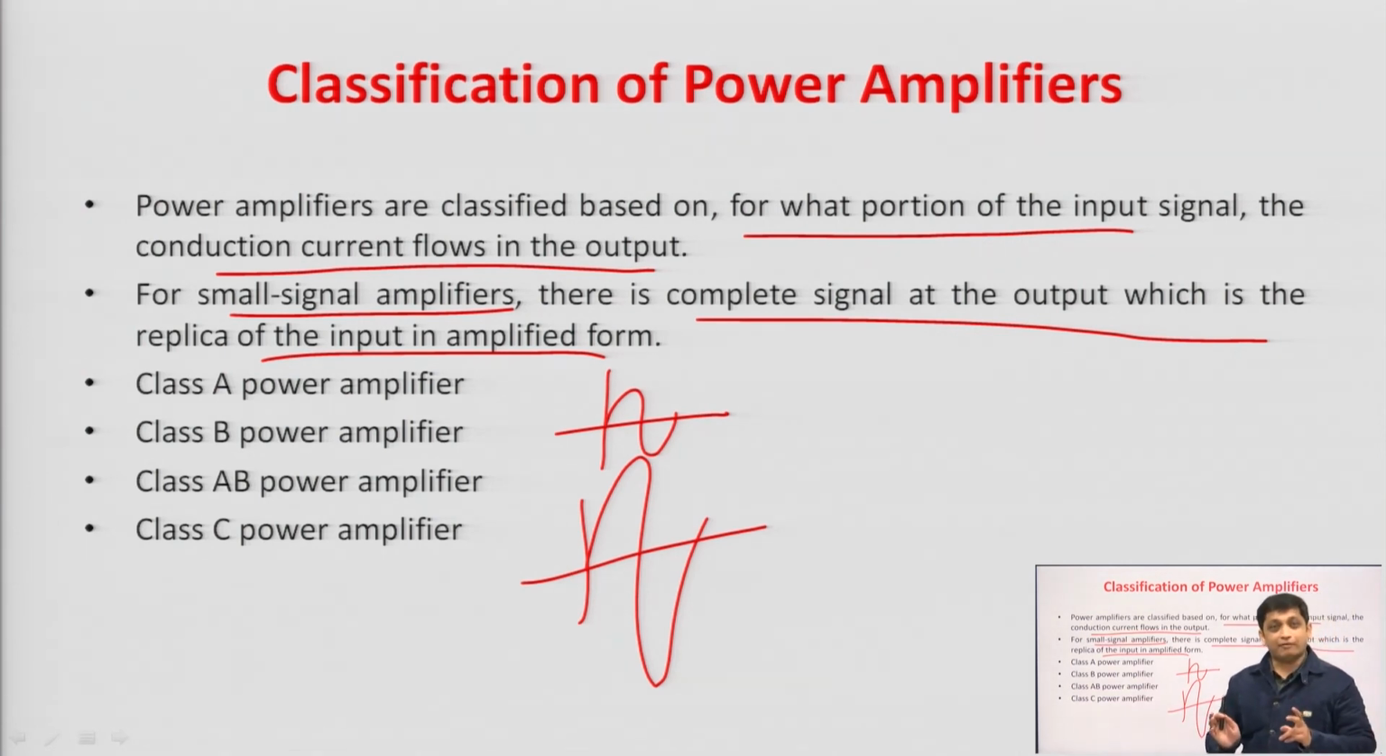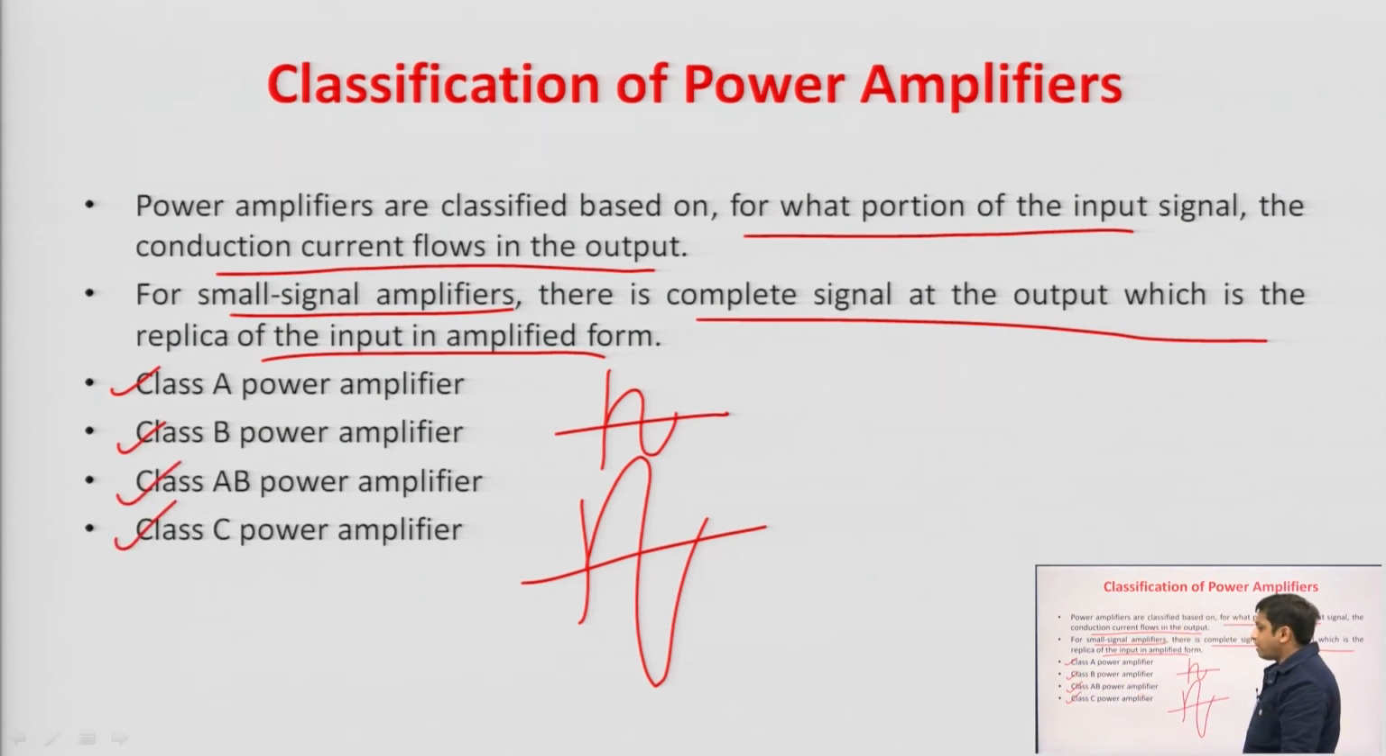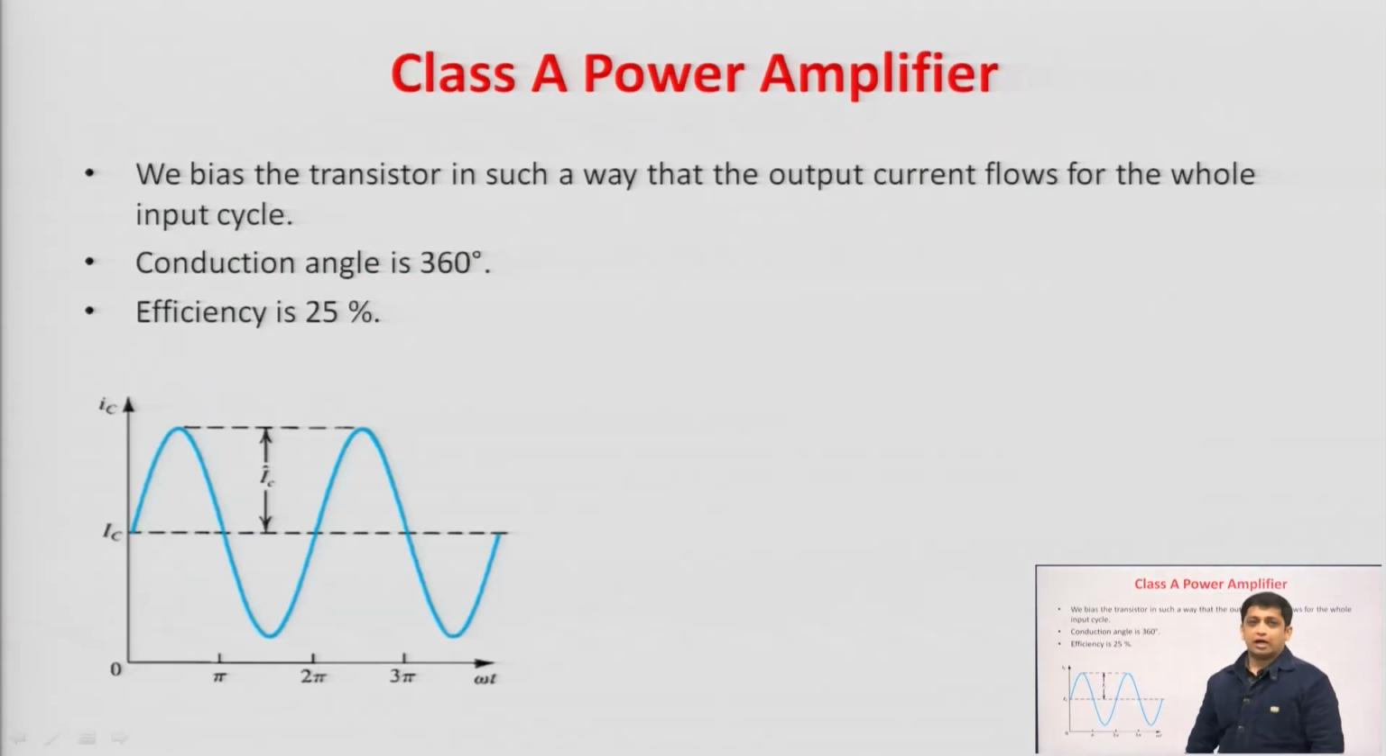But in power amplifiers, these amplifiers are classified on the basis of for what portion of the input we are getting the output, that is we are taking the conduction current, which in the case of BJT is the collector current at the output. So, there are mainly 4 types of power amplifiers. In general, these are the main types of power amplifiers: class A, class B, class AB and class C power amplifiers. Now, starting with the class A power amplifier.